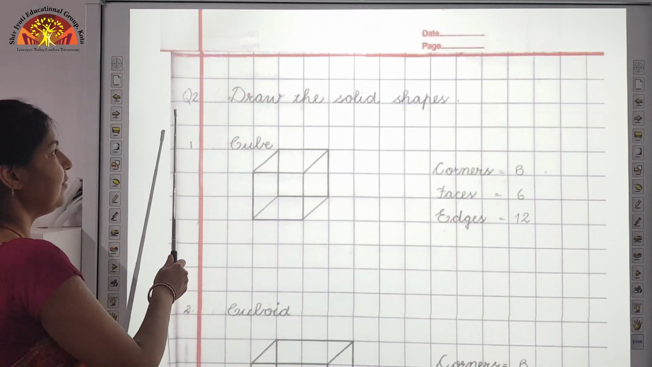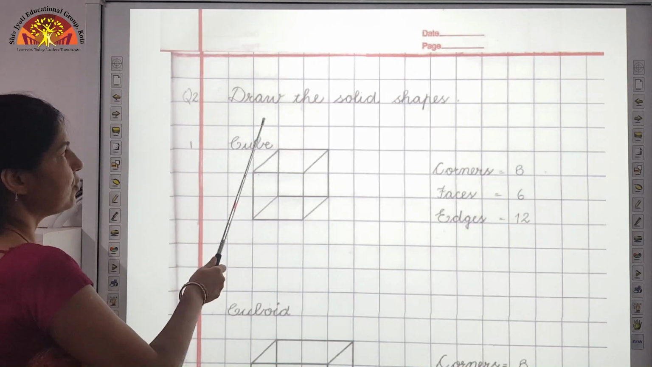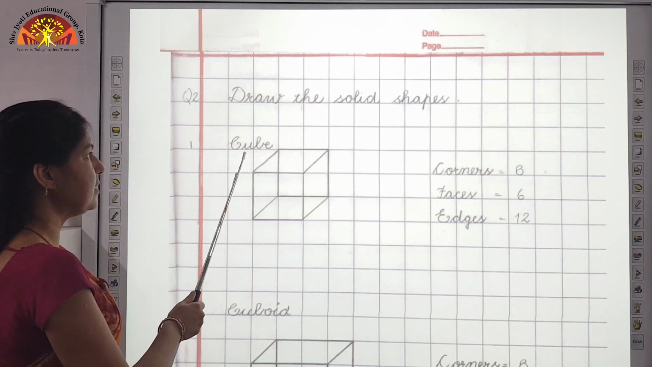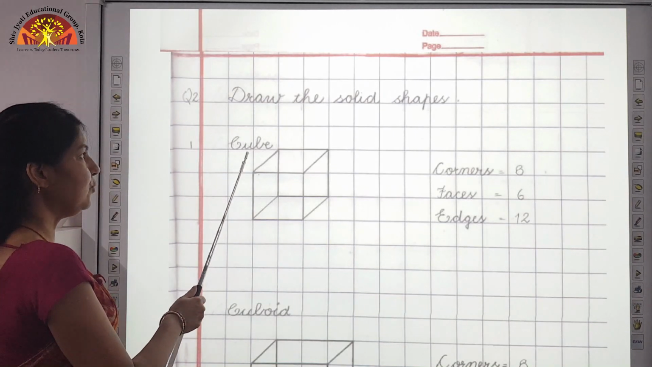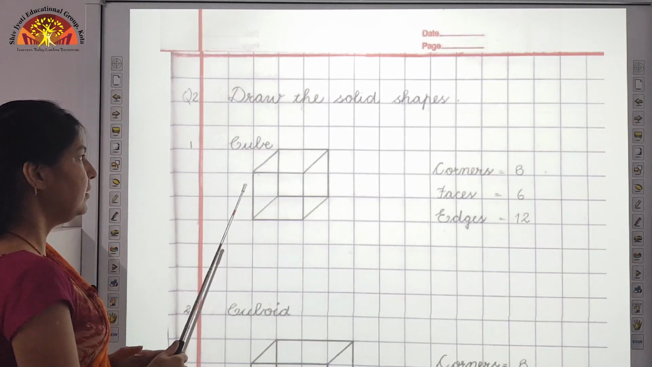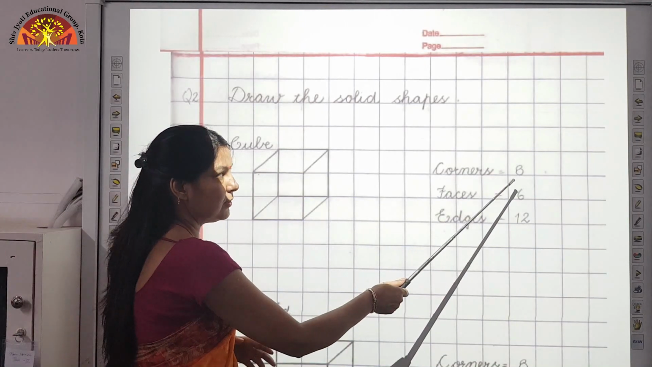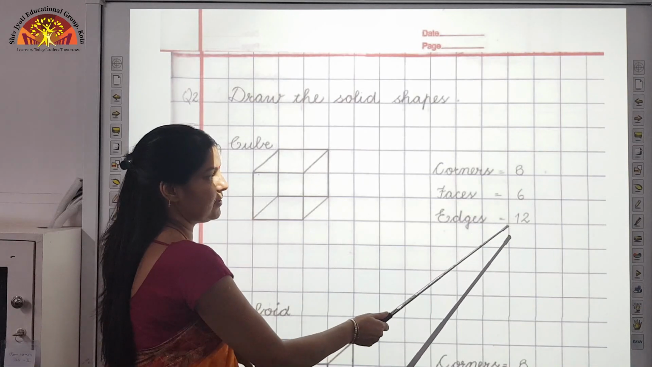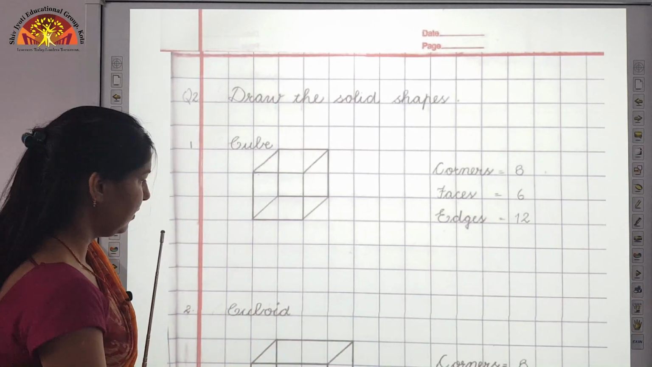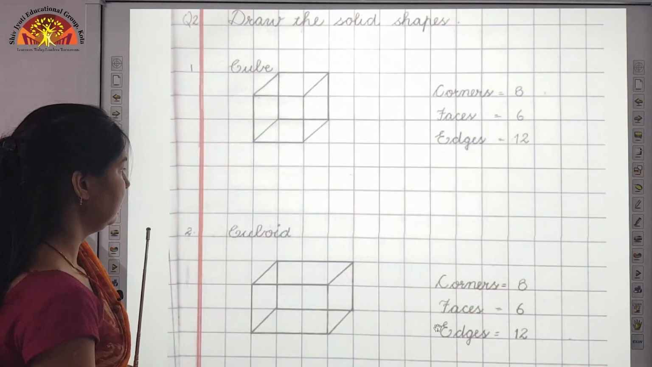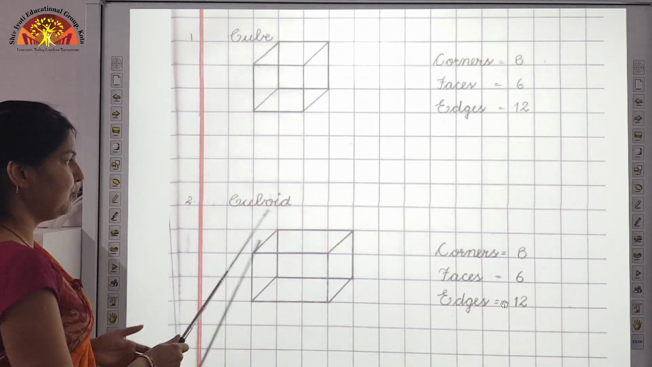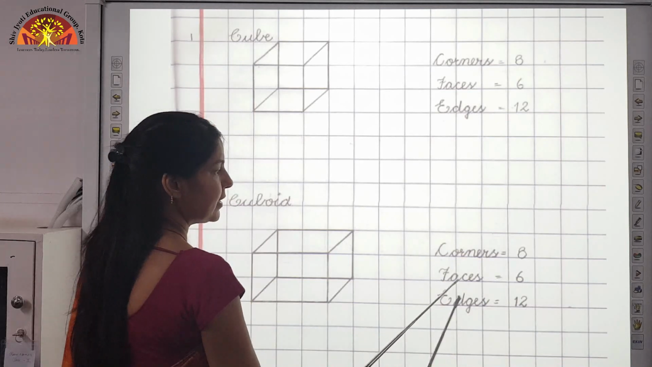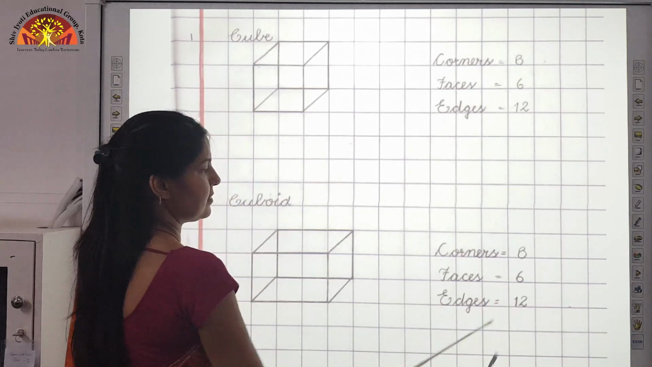Now children, we will see question number 2. Draw the solid shapes. These are solid shapes. First one is cube, C-U-B-E, cube. Children, cube has 8 corners, 6 faces and 12 edges. Okay. Now this one is cuboid. Cuboid also has 8 corners, 6 faces and 12 edges.